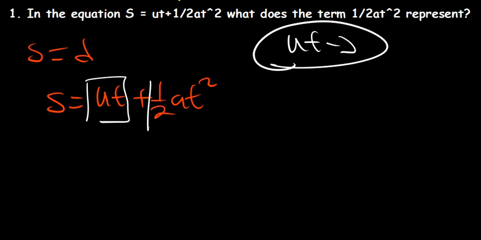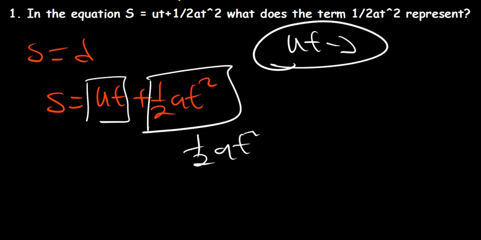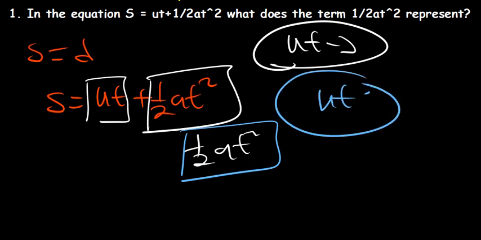Now the second part is half acceleration t squared. So this one shows the distance traveled due to acceleration. This question is just saying, what does the term half at squared represent? So it represents the distance traveled due to acceleration. In a case where you have been asked about ut, it represents the distance traveled due to velocity. The second part represents the distance traveled due to acceleration. That is it for the first question.